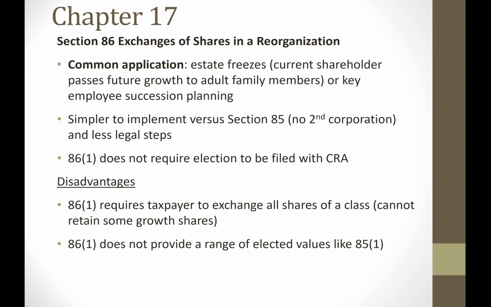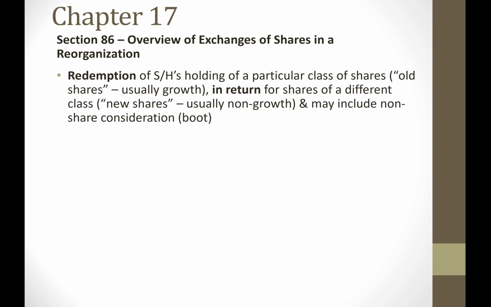With a Section 86, the current shareholder is basically going to give up their current shares. Let's assume that those current shares are common shares. Those are growth shares. All the growth is attributed to the common shares. So that parent is going to give up their old shares, let's say their common shares, and in return, they're going to get shares of a different class, probably preferred shares. Preferred shares are usually referred to as non-growth shares.